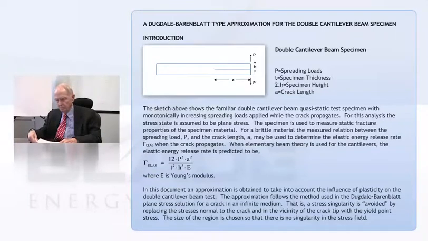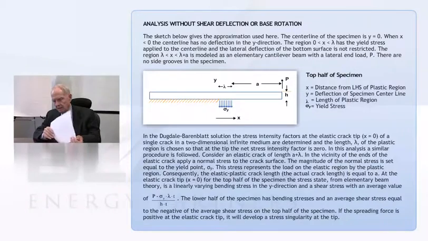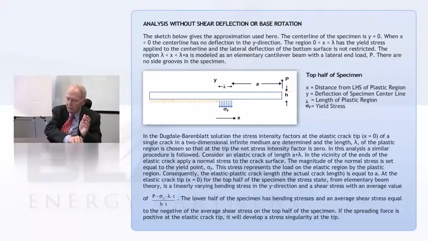However, what was subsequently done is this, I call it a Dugdale-Barenblatt type approximation for this double cantilever beam. So you pull the same trick here that Dugdale and Barenblatt did, and you put a little plastic region at the tip and work the problem as is indicated on the next slide. And this is the section that says analysis without shear deflection or base rotation.